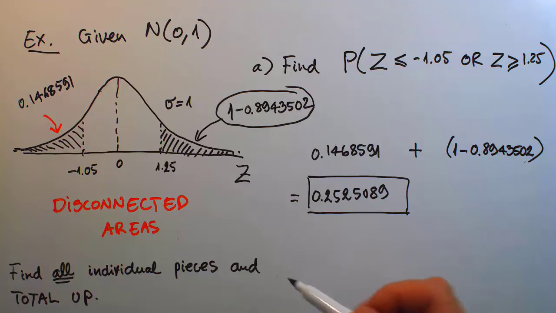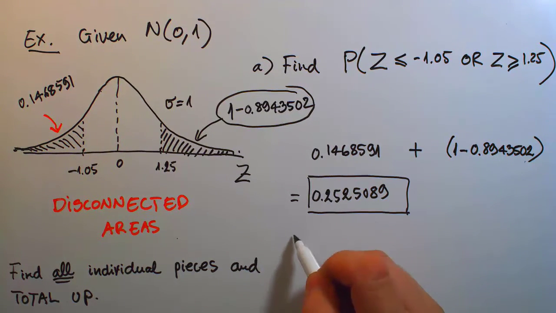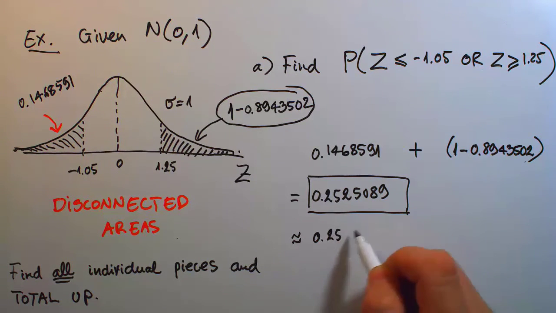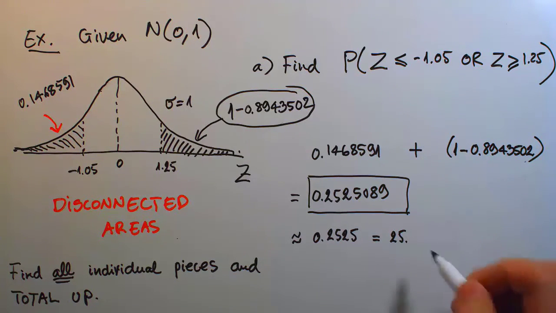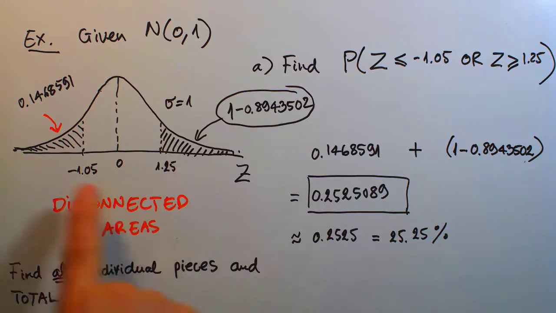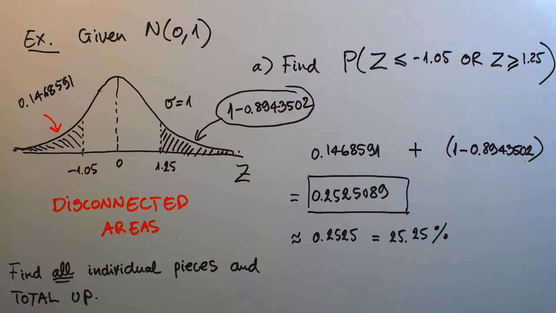But like I said again, be aware that a lot of your assignments throughout textbooks or the online web assignments can be asking for various different rounding, so be watching out for those requirements. As 4 decimal places, it's 0.2525, or equivalently about 25.25% of z-scores staying either below negative 1.05 or above 1.25.